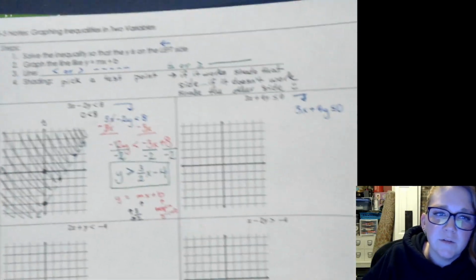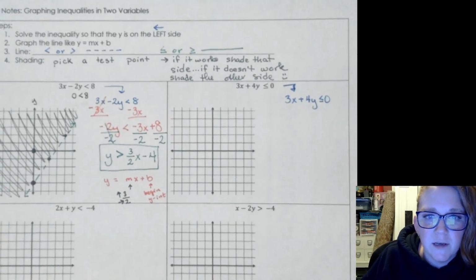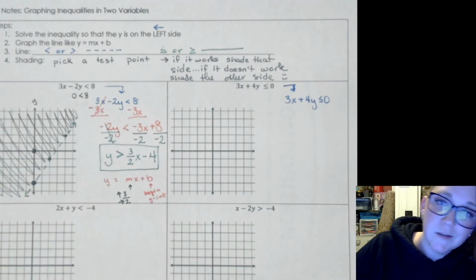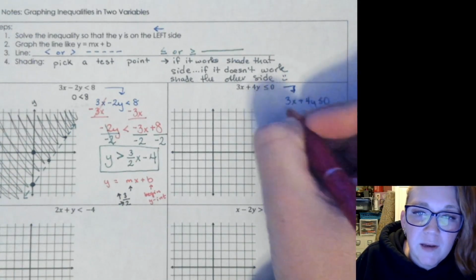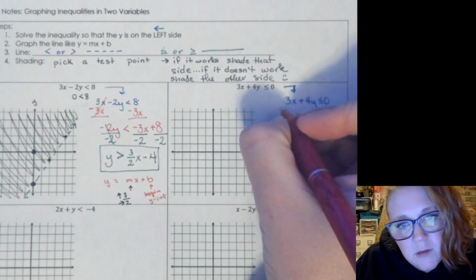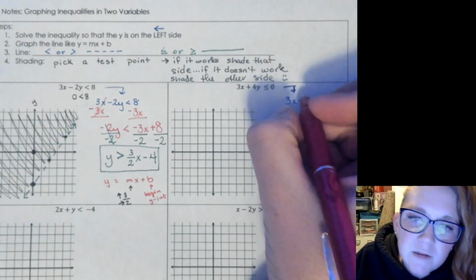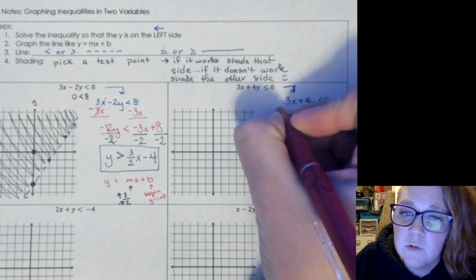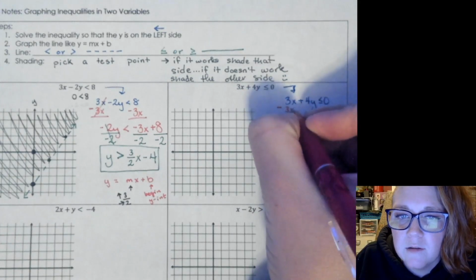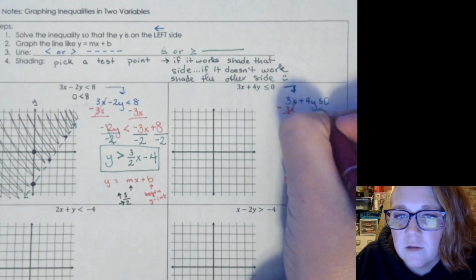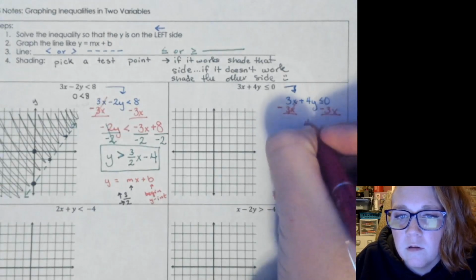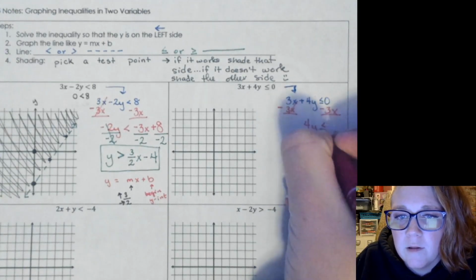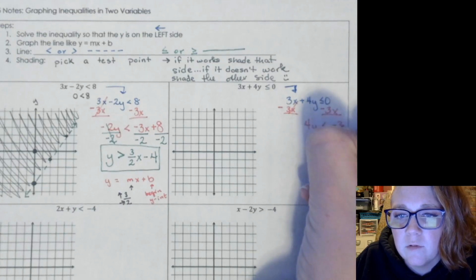So if I want to solve it so that the y is on the left side, you have to move the x over, okay? Because the y is already on the left side, but we got to get everything else here. So it is a positive 3x. So you're going to do the opposite, which would be negative x. Subtract 3x, subtract x. 4y less than or equal to a negative 3x.